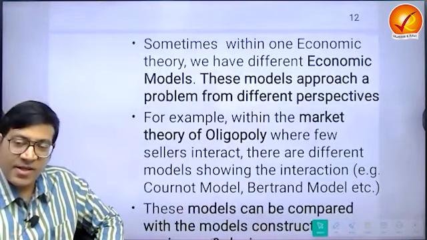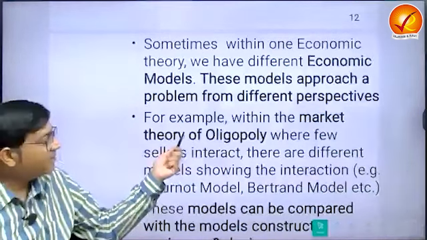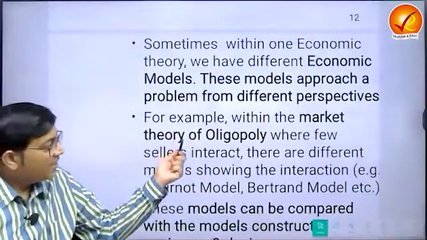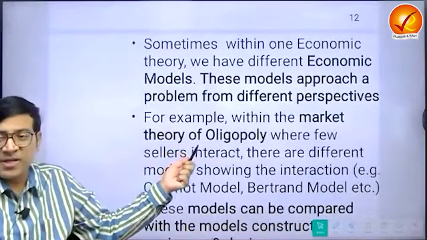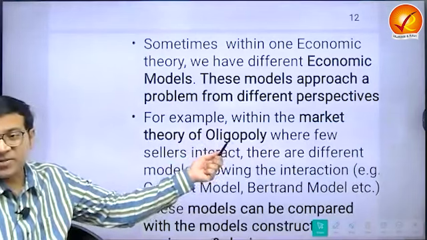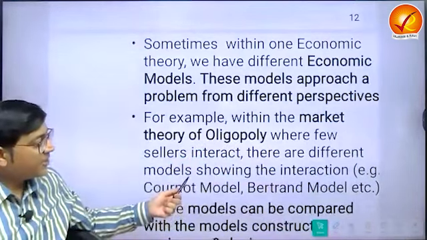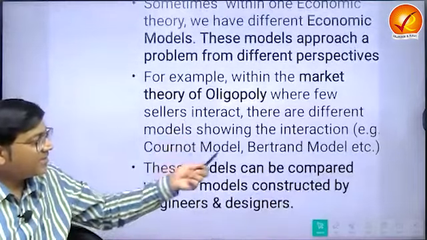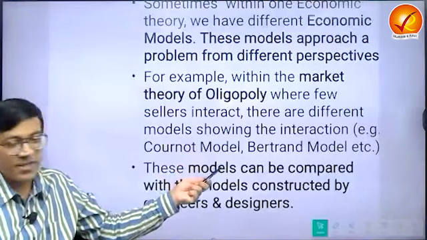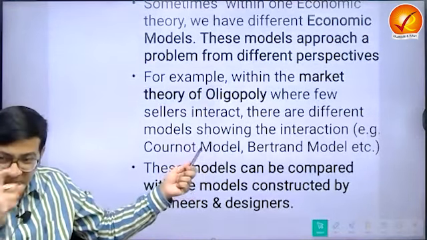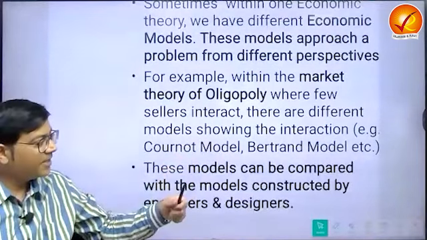Sometimes we'll look into a theory in more detail through some models of economics. The best example would be market theory. Within market theory, there will be different markets like perfect competition, oligopoly, etc. Oligopoly, which is one of the highly favored areas of questions in this paper, has multiple models, as in how the sellers are interacting with each other. Some examples are the Cournot model, Bertrand model, Stackelberg model. So within oligopoly, we'll be looking into the different economic models given by different economists.